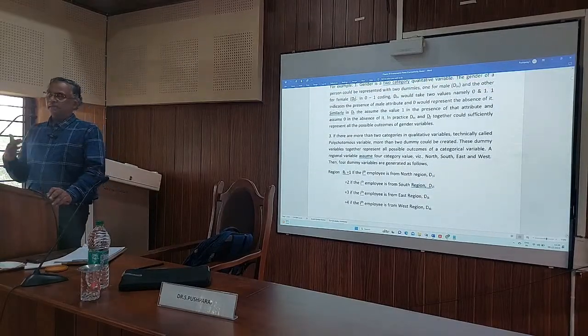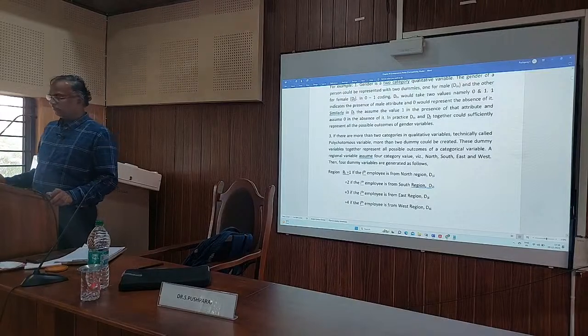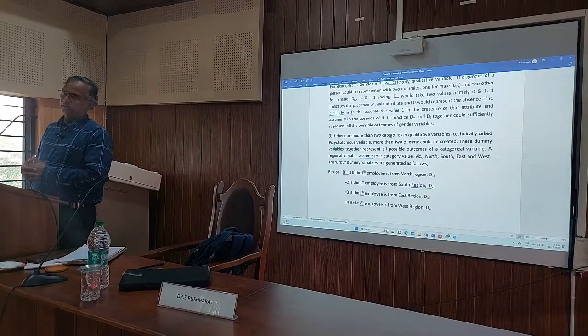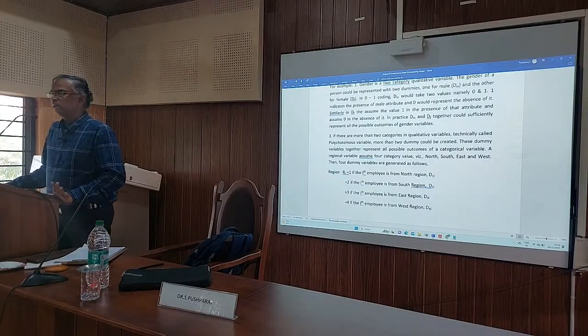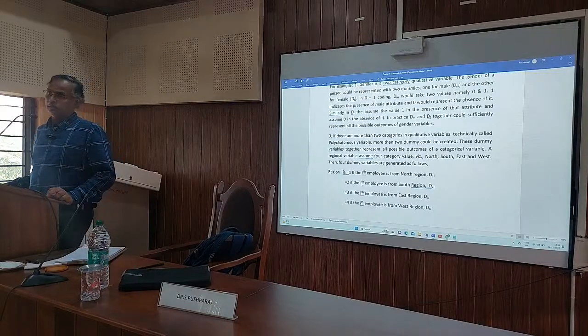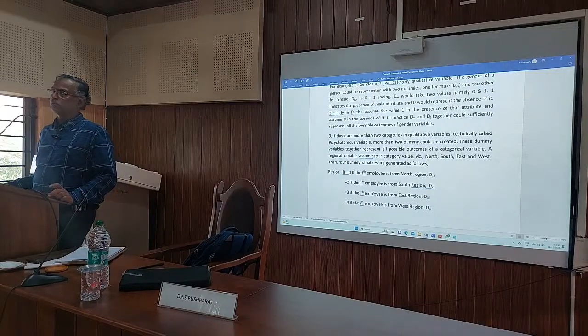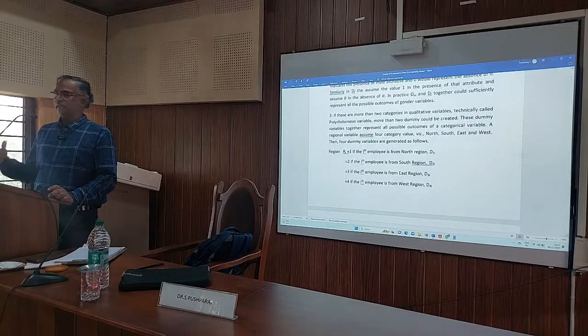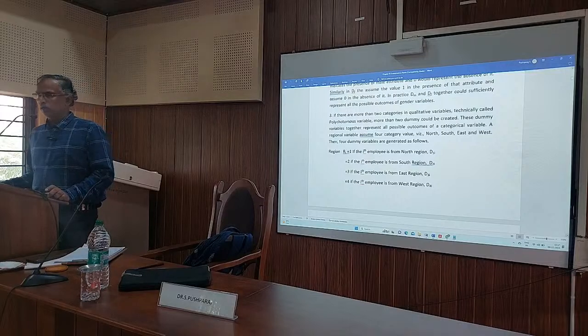What is the implication of this model? If there are only two categories, categorical variables, we can code them 0, 1. If there are multi-category models, sometimes you'll have, in this case, region with 4 categories. How would you code this? You have to code them 0, 1 only.